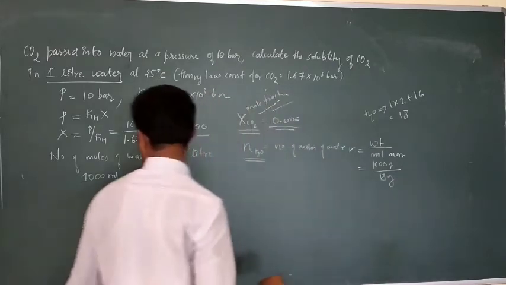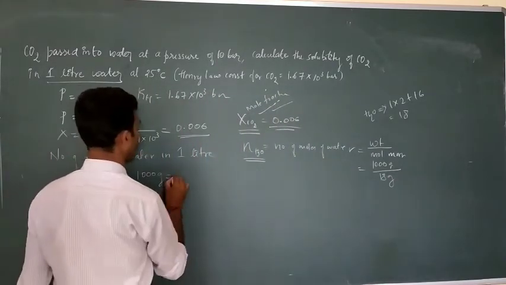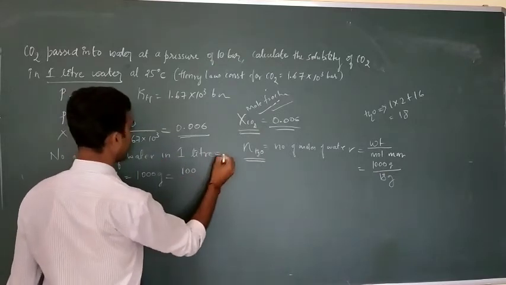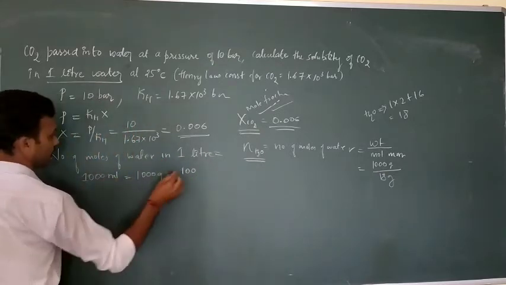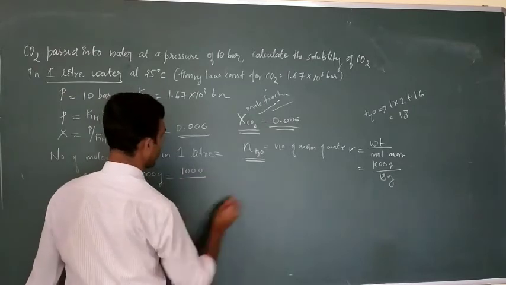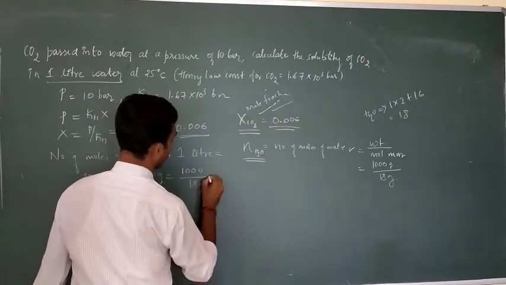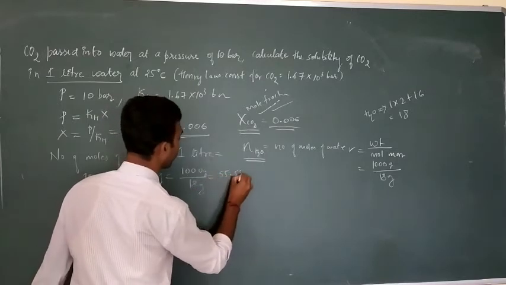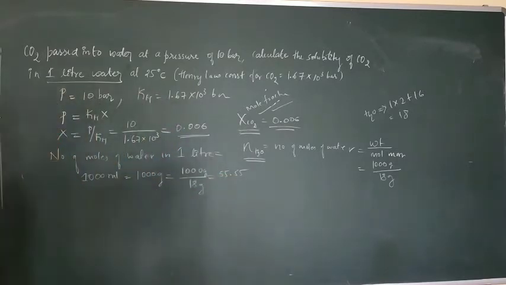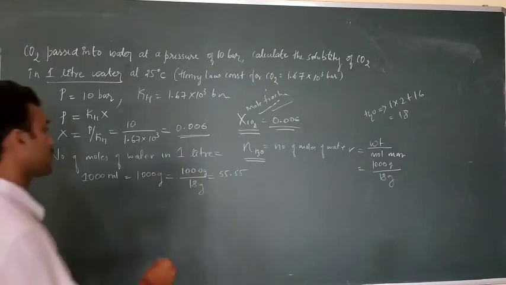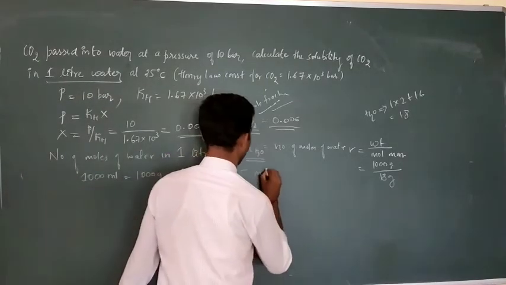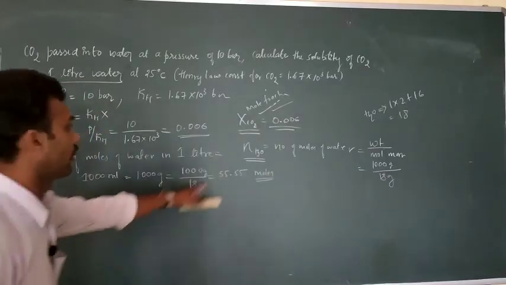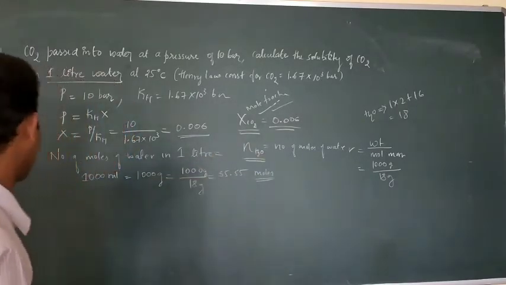So hence, the number of moles of water in 1 liter is equal to 1000 divided by 18 gram, which is equal to 55.55. So 55.55 is the number of moles of water, right?